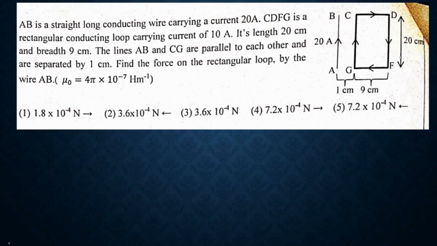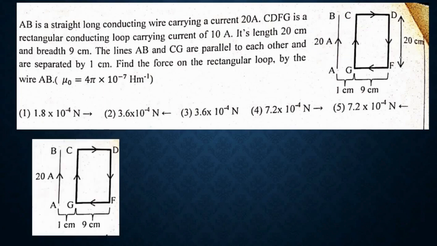Right students, moving on to the second question. I hope again you have tried it. If you have tried and done the question, that's great. AB is a straight long conducting wire carrying a current of 20 amperes. CDFG is a rectangular conducting loop carrying a current of 10 ampere. Its length is 20 centimeters and breadth 9 centimeters. The lines AB and CG are parallel to each other and separated by 1 centimeter. Find the force on the rectangular loop by the wire AB.